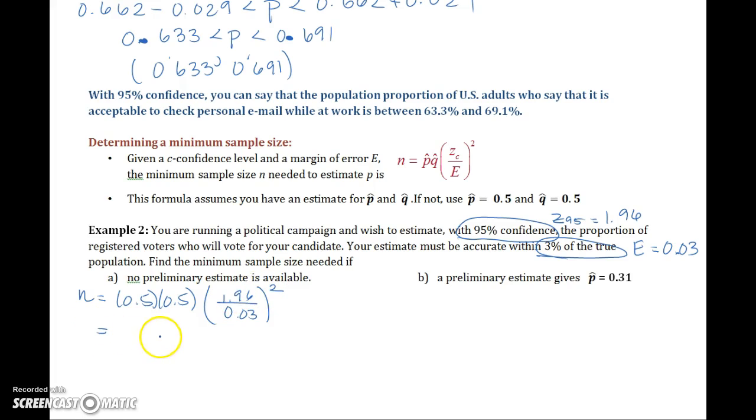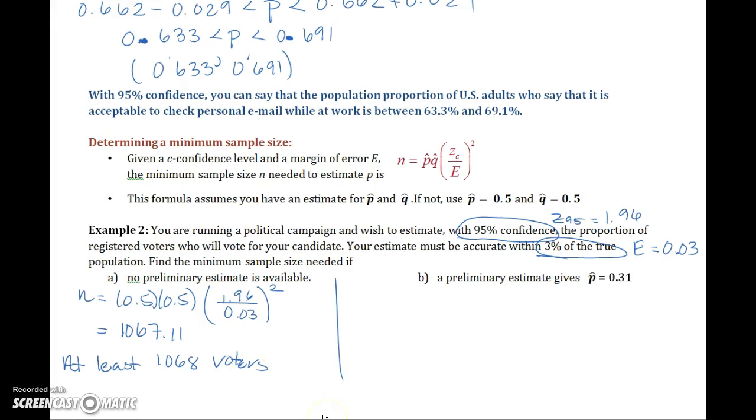Then you're going to use your wonderful handy dandy calculator and find that this number is 1067.11. Now we will always round up to the nearest whole person or whole number. Always, always, always. So with that being said, we would need at least 1,068 voters. Okay, try the next one.